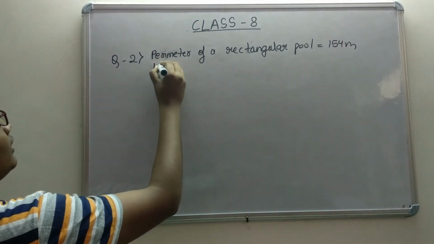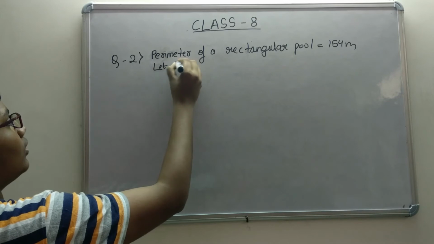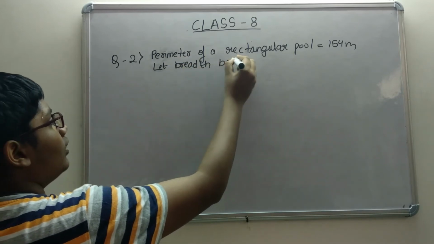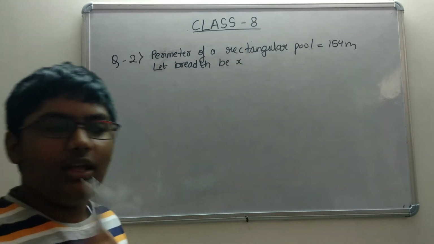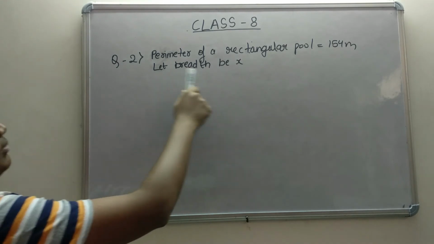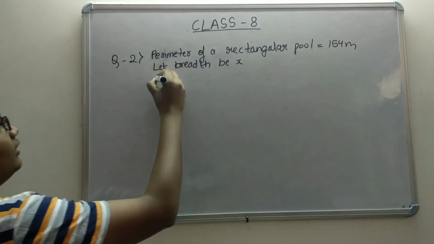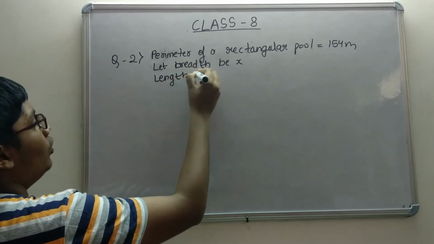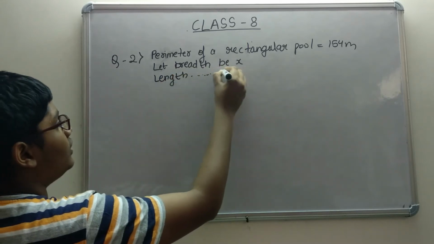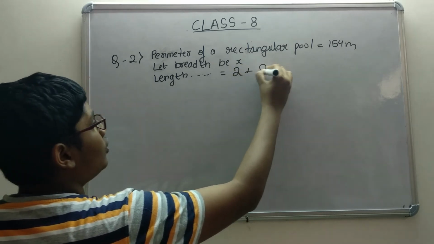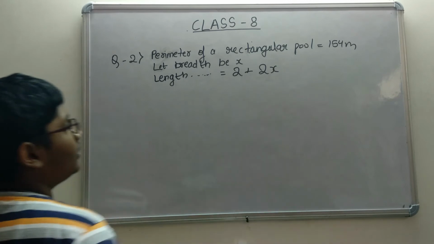Length, let breadth be x. So what they've given is that length is 2 meters more than twice the breadth. So let breadth be x. Then you will write the length of the pool, you can write it yourself, is equal to 2 meters plus twice the breadth.